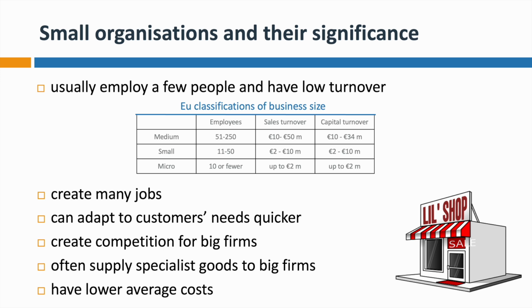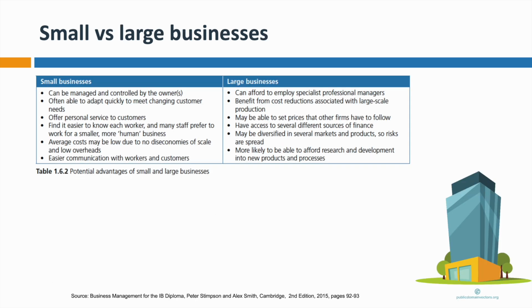Small businesses are great in that they can adapt to customers' needs quicker. Very often they create competition for the big firms. They have lower average costs, and they can supply specialist goods for the big firms. But if we have a look at the advantages, small businesses can be managed and controlled very easily. As I said, they can adapt to customer needs. They can offer personal service, and they can easily satisfy sort of like the human needs of each worker or even each client. So there is very easy communication with workers and customers. And when I mentioned the average costs may be low due to no diseconomies of scale and low overheads. So this is a reason for average costs being low in some cases.